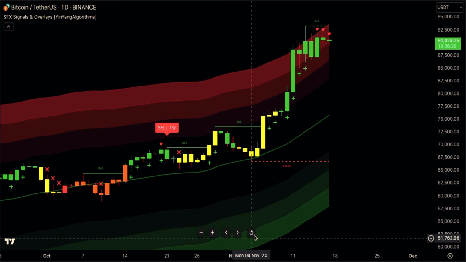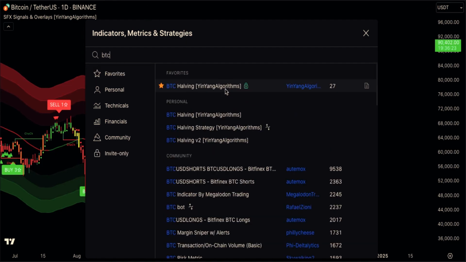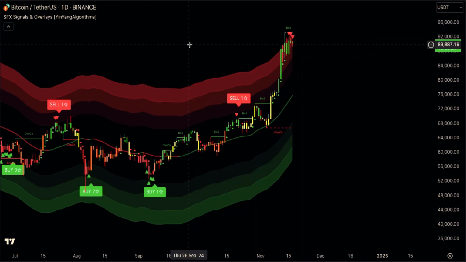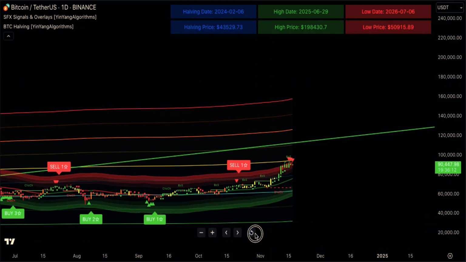Your BTC halving is important so you can know the relative location of price and if it's actually accurate. So I know this is a tutorial for SFX Signals and Overlays. We're just going to load up our halving one for 2 seconds here.